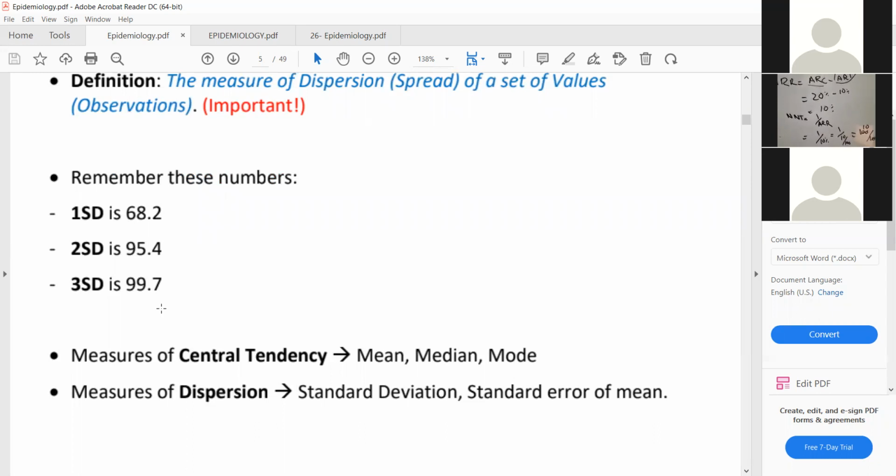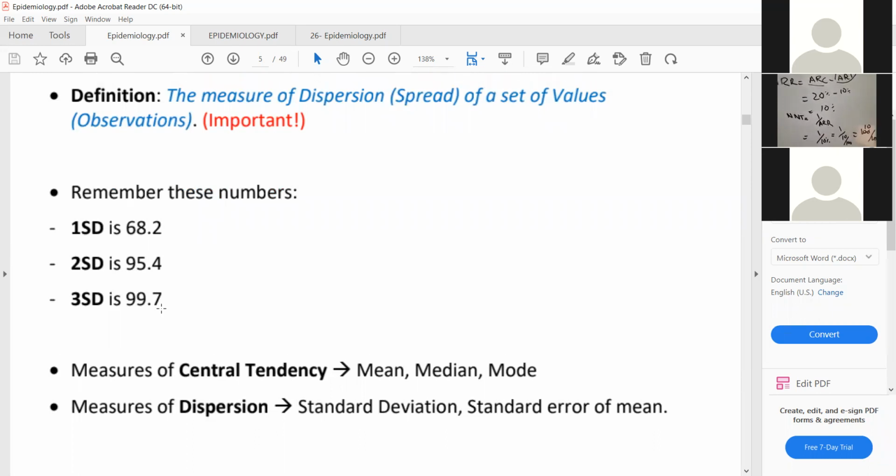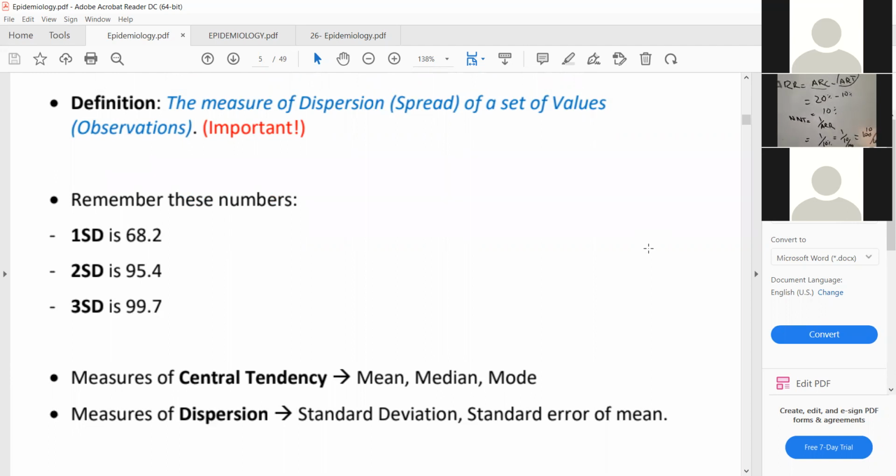So to measure the dispersion in a set of values or observations, we can use standard deviation or standard error of mean. In the PLAB 1, they will sometimes ask which one of the following is used to measure the dispersion of a set of values. And in the options, mean, median, mode, and standard deviation will be given, and you will select standard deviation or standard error of mean. Any one of them will be given.